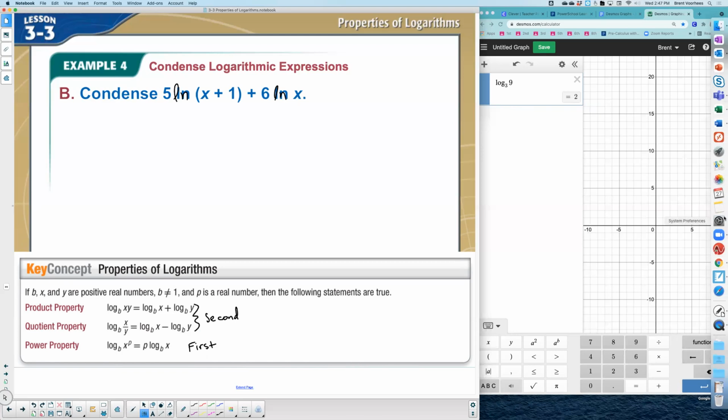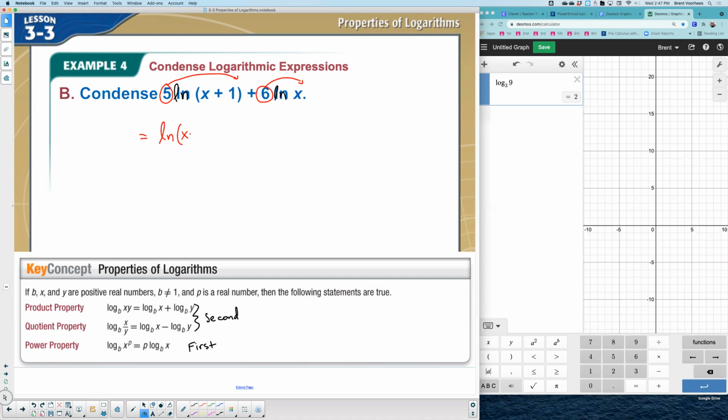If there's no simplification yet, I need to check for a power property. Could I create any powers by coefficients? Yes. The coefficient of 5 becomes a power of 5, and the coefficient of 6 becomes a power of 6. So this is equivalent to the natural log of (x plus 1) to the 5th power plus the natural log of x to the 6th power. That is the power property.